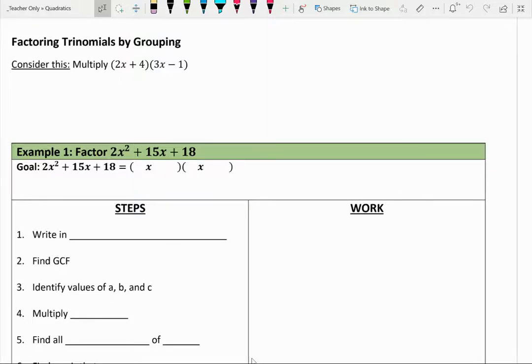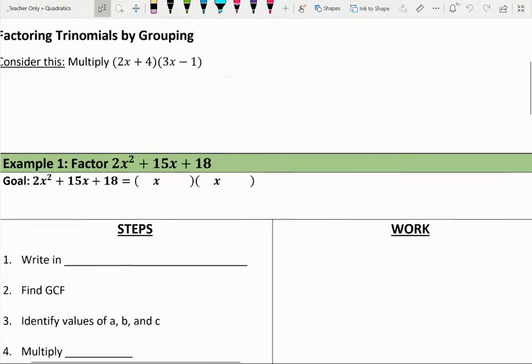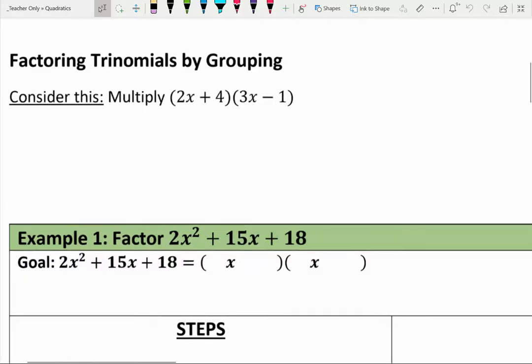Today we're going to look at factoring quadratic trinomials, or three-term polynomials, using our grouping strategy. So before we do that, I just want to take it back a step and look at some multiplication. We're going to multiply the expression 2x plus 4 and 3x minus 1, and I'm going to use double distribution here to multiply.